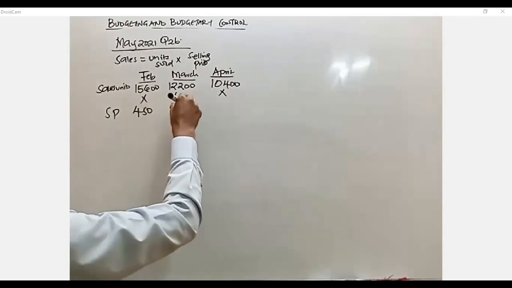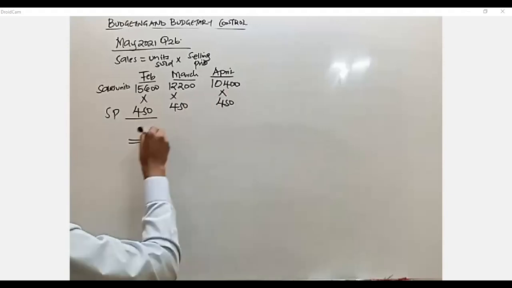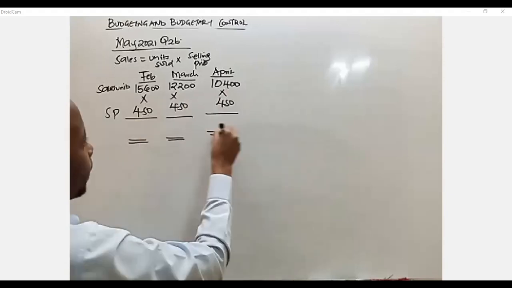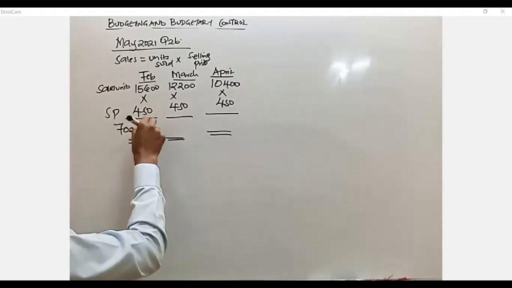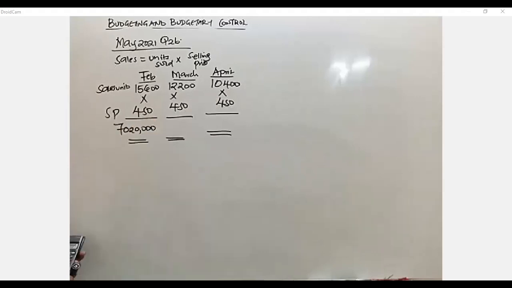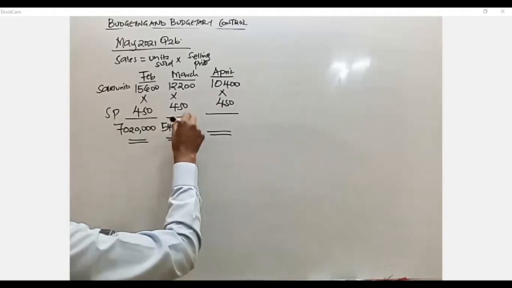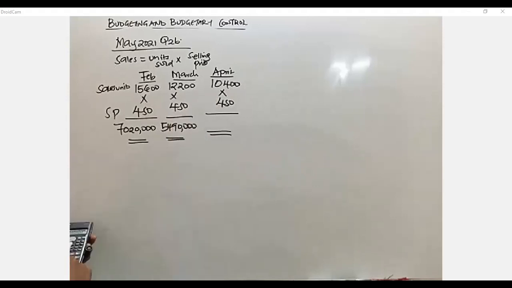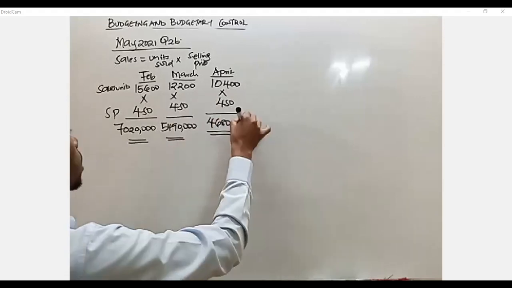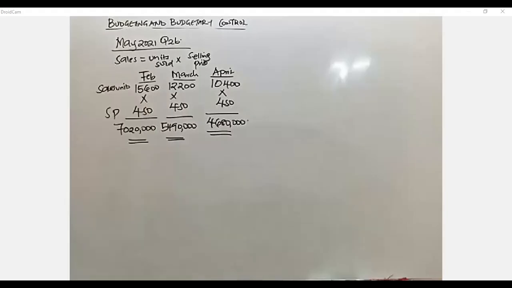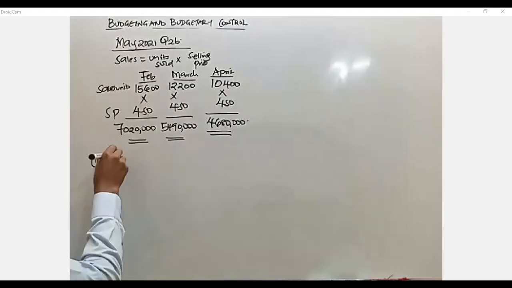450, 450. So how much is this? Imagine just like that I have already got it. So in this case it will be 15,600 times 450, getting 7,020,000. The second one will be 12,200 times 450, getting 5,490,000, right? Then we have 10,400 times 450, getting 4,680,000. That is done. Number 2, examiner is asking you about production.